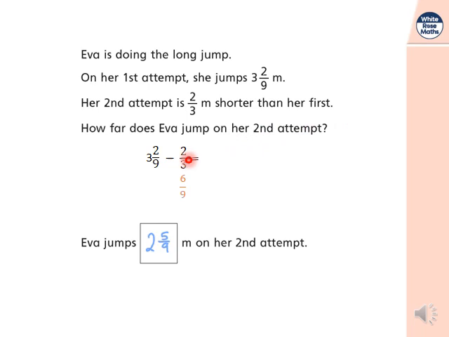Here is our answer. So what we should have done, we had 3 wholes and 2/9, take away 2/3. We could have converted our 2/3 to 6/9 by timesing it by 3. 3 wholes and 2/9, take away 6/9 would have given us 2 wholes and 5/9.